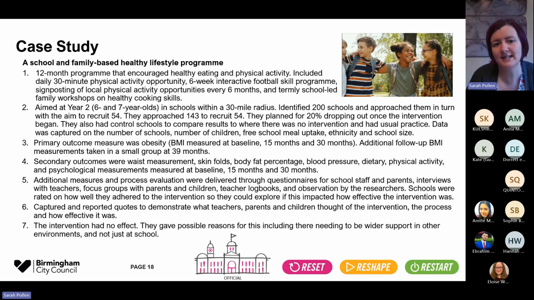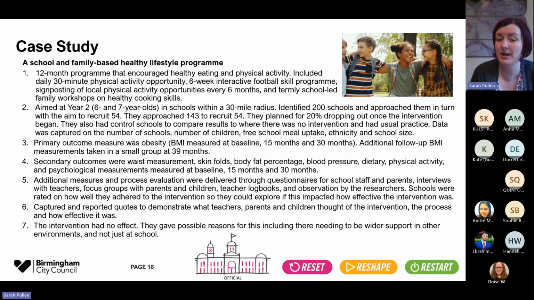They collected data on the number of schools that participated, the number of children. They looked at free school meal uptake, because the level of deprivation would have a huge impact on the school and outcomes there. They also captured information about ethnicity and school size. And the primary outcome measure that they were looking for was obesity. That's the main thing they wanted to impact.